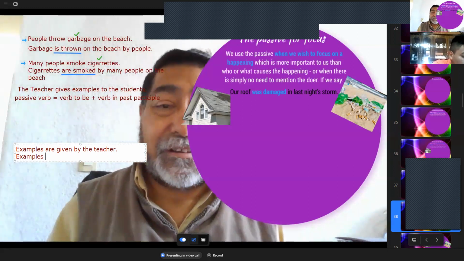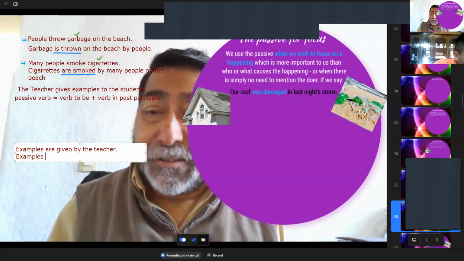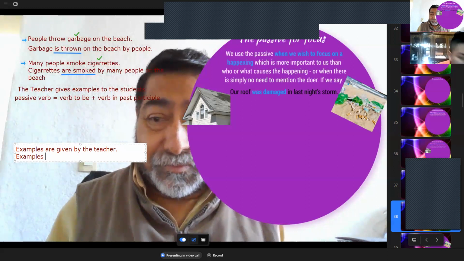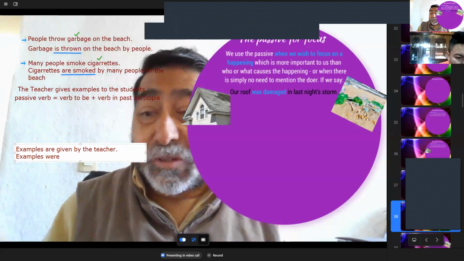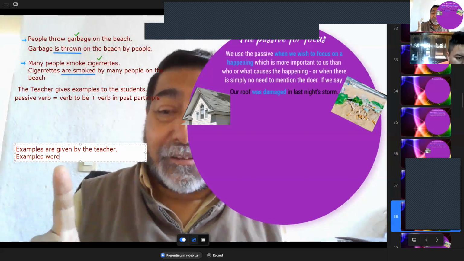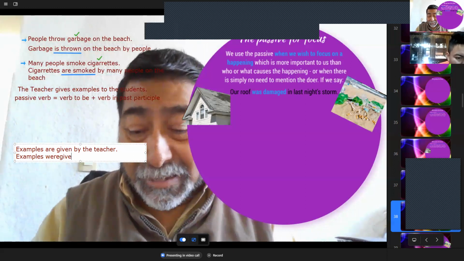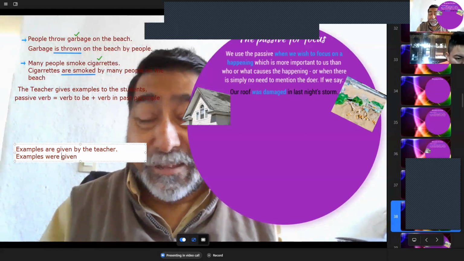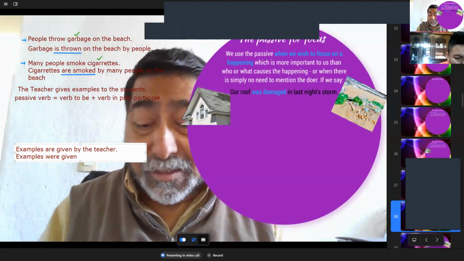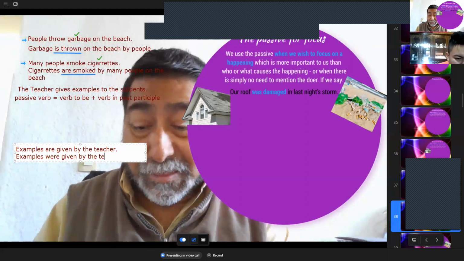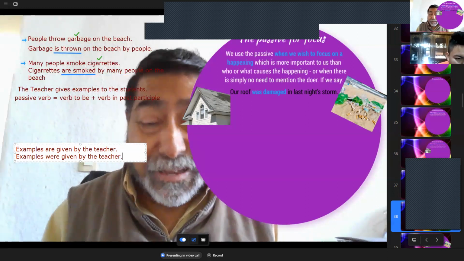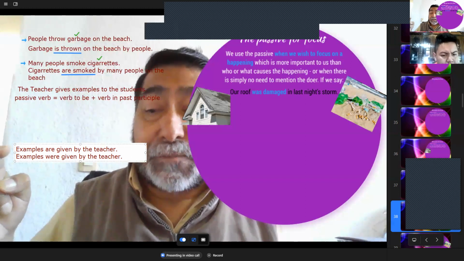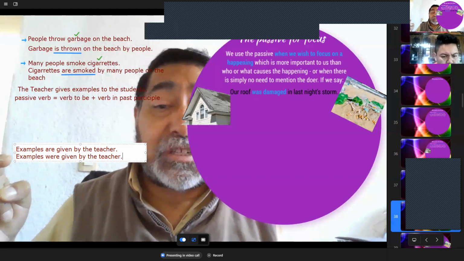What is the past? The past form. You were. So we say examples were given. Given. Complete idea: were given by the teacher. And we have active voice in present, and passive voice in present, and passive voice in past.